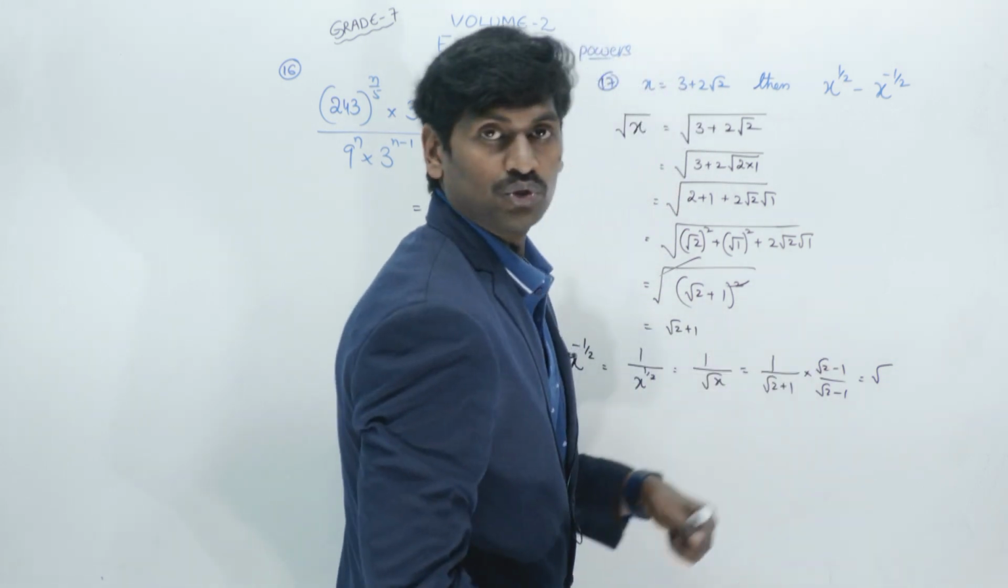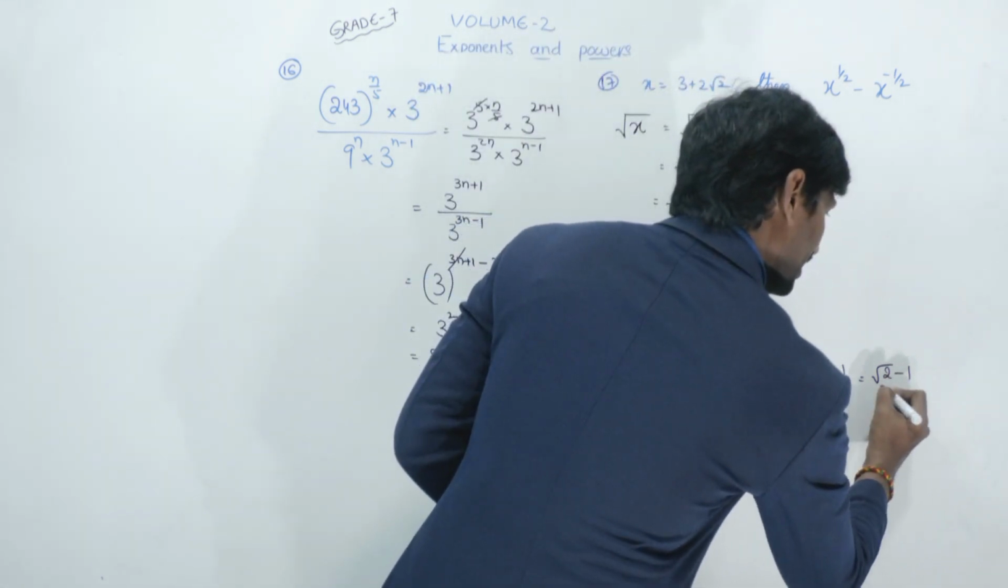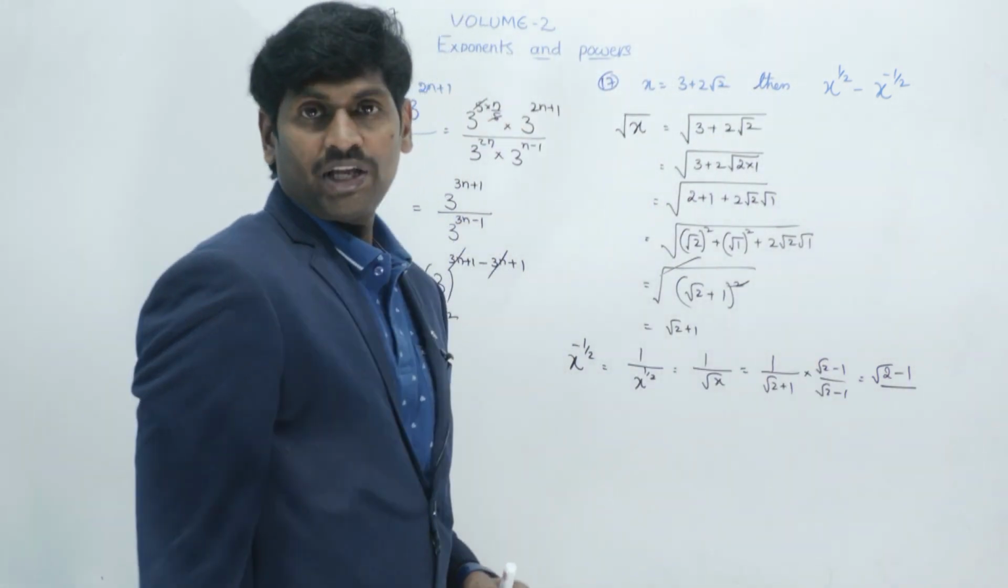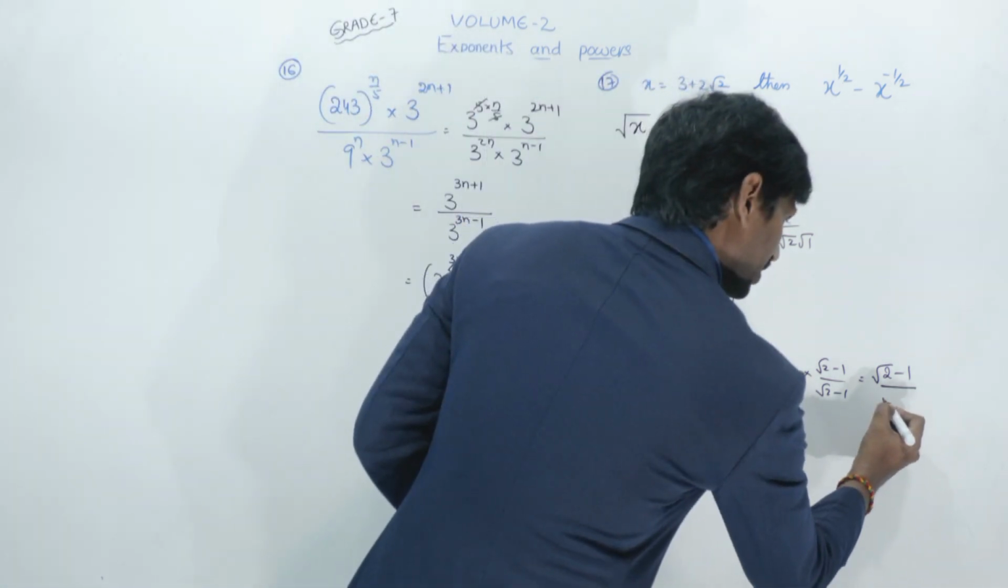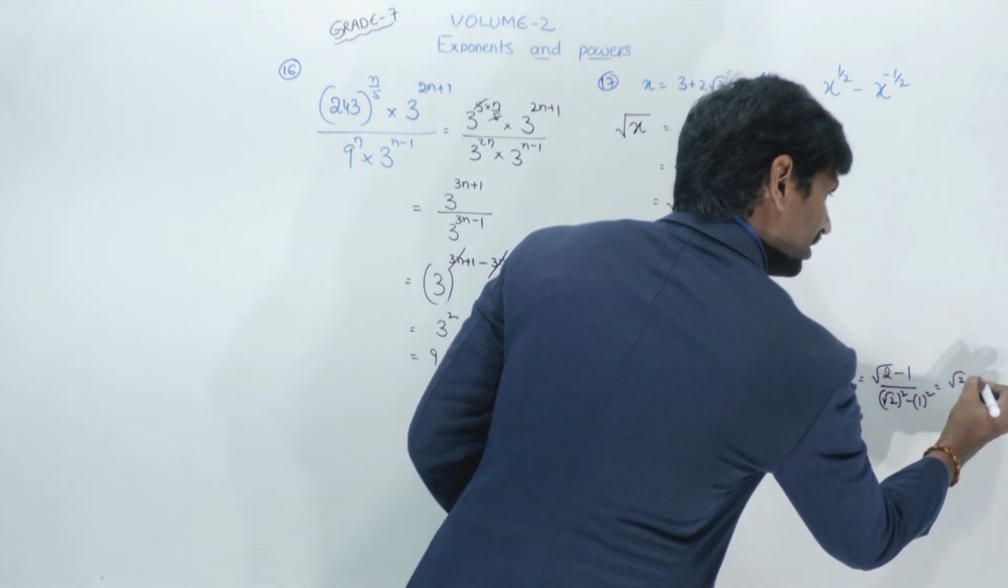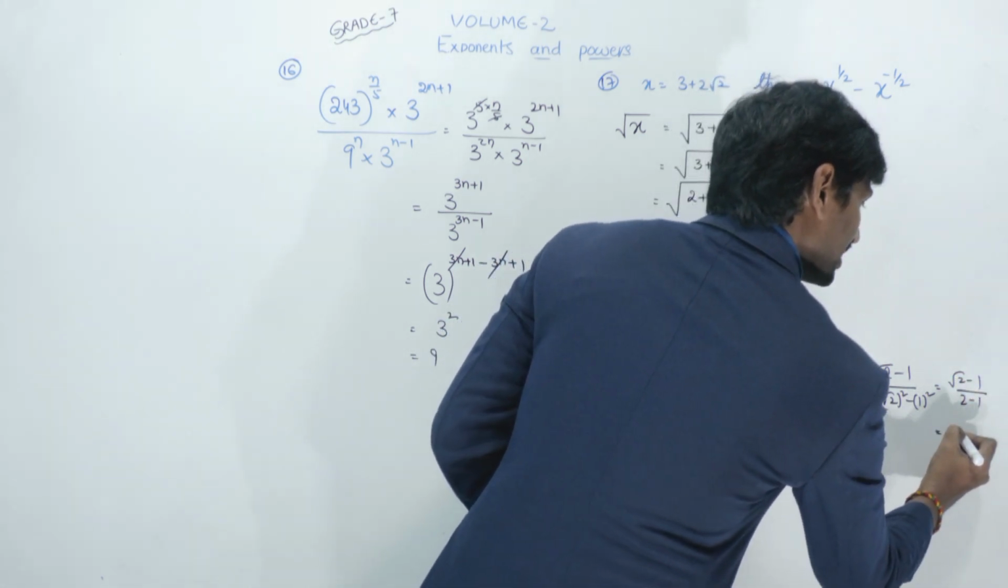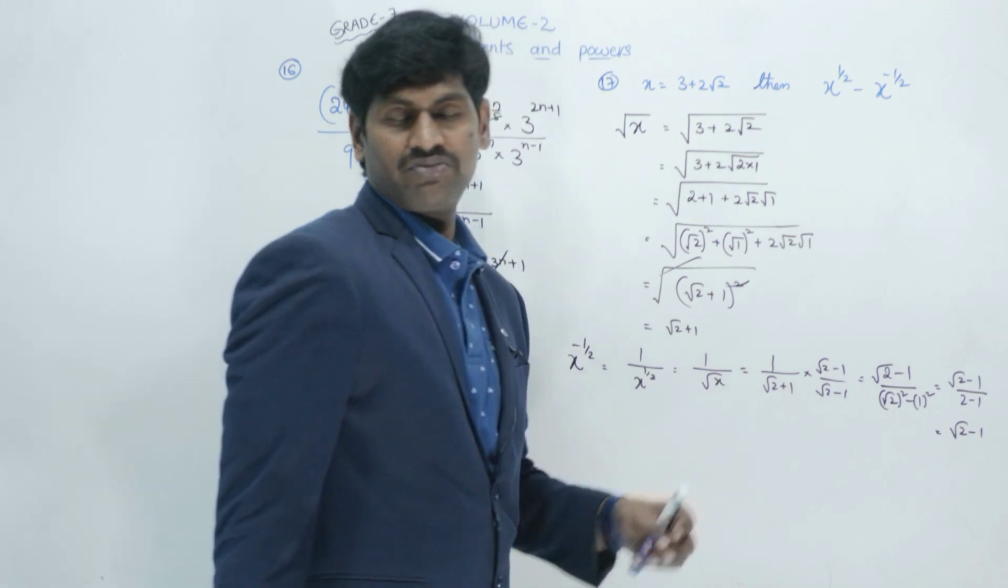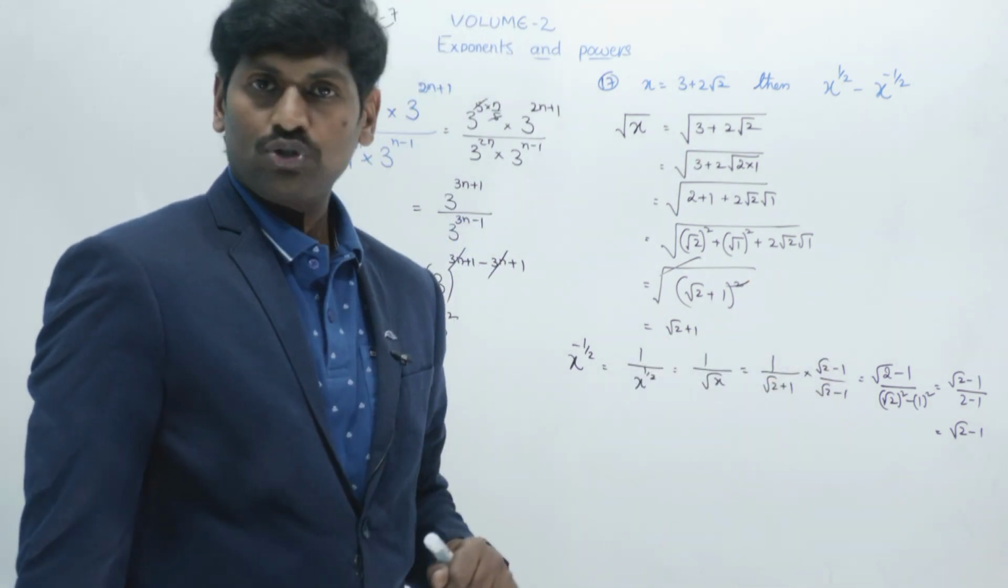So 1 into root 2 minus 1 is root 2 minus 1. Here in the denominator, a plus b into a minus b is a square minus b square. So root 2 whole square minus 1 square. Simply 2 minus 1 value is 1. Denominator 1 means we need not divide. So the answer is root 2 minus 1.